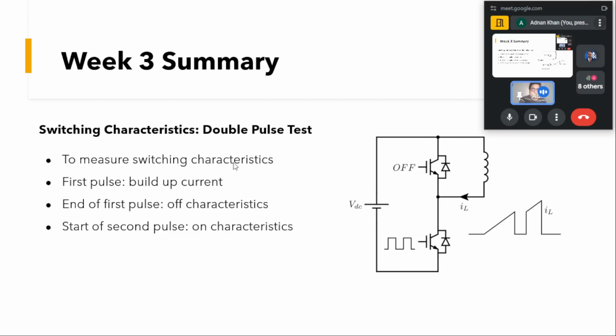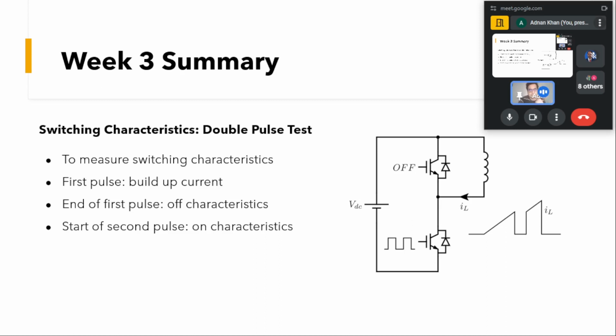To summarize, to measure the switching characteristics we do the double pulse test, where we have a half bridge in which the top device is in the off state with an inductor across it, and to the device under test we give two pulses. That's why it is called the double pulse test. During the first pulse, the current builds up from zero to the rated value at which we want to test our devices.